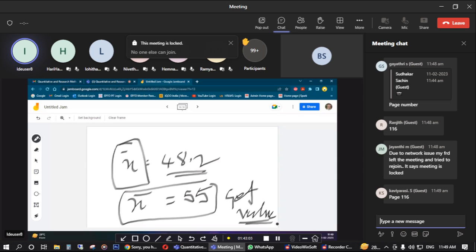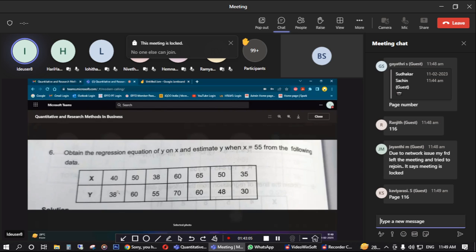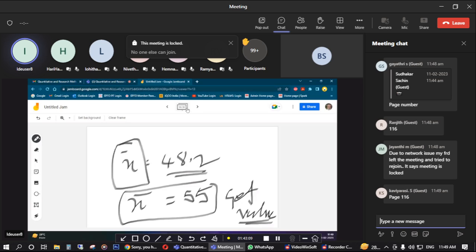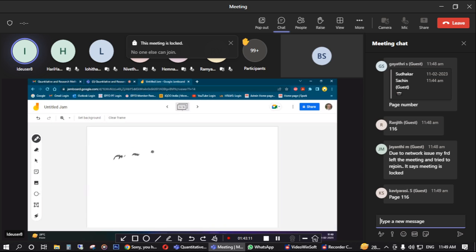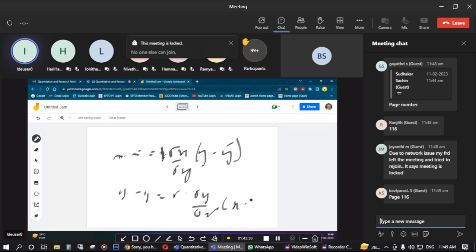So same thing, x bar, y bar, regression equation of x on y and y on x, same thing. What is the regression equation? X minus x bar is equal to r into sigma x by sigma y into y minus y bar. This is the regression equation of x on y. Then the regression equation of y on x: y minus y bar is equal to r into sigma y by sigma x into x minus x bar.